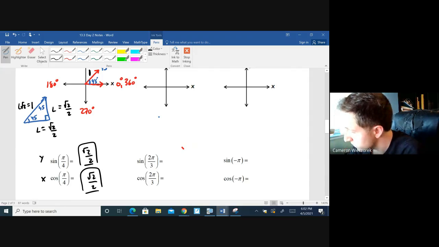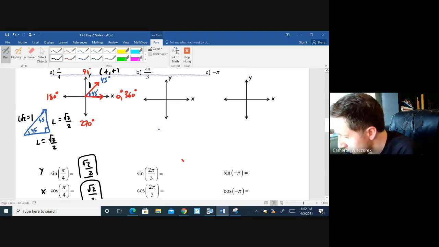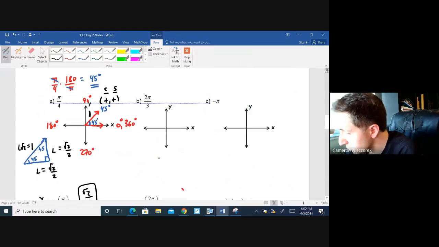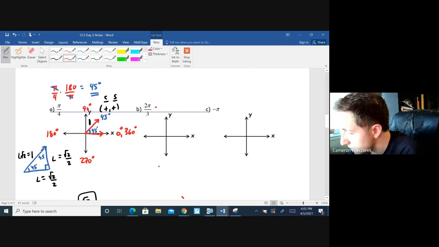Okay. Second one, 2 pi over 3. First thing I'm going to do, I don't want to deal with the radians. I want to deal with degrees. So I'm going to multiply by 180 over pi. Pi's cancel out. I get 360, 180 times 2. 360 divided by 3 would be 120.